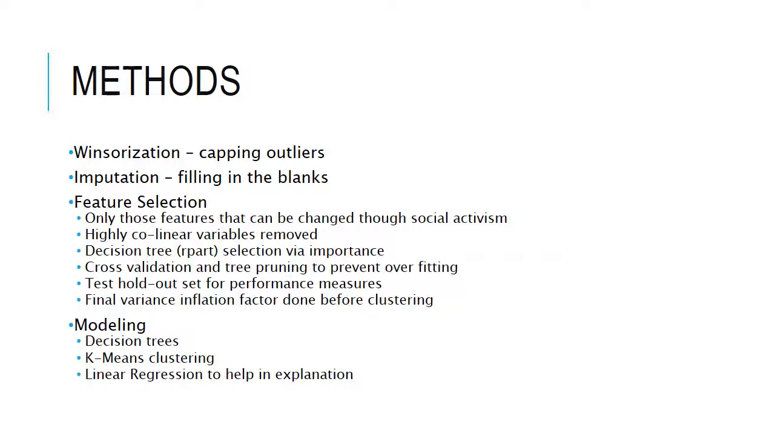Several methods are utilized in this project: Winsorization for capping outliers, imputation, which is filling in the blanks, and feature selection. Now, one key thing about the feature selection is that only those features that can be changed through social activism are included. But beyond that, decision trees, cross-validation, and a test holdout set are all used to hone in on the important feature selections. And for modeling, decision trees, k-means clustering, as well as linear regression to help explain the variables are utilized.